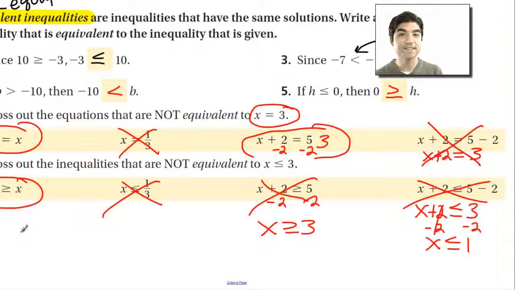Okay, so this is the only one that survived that round. So that's the term equivalent. You're just finding equations or inequalities that are equal, even though they may look different. Okay, so let's try out some examples in this section.